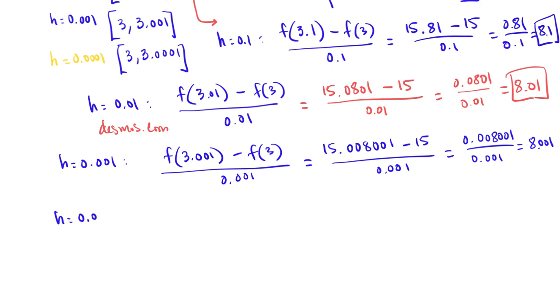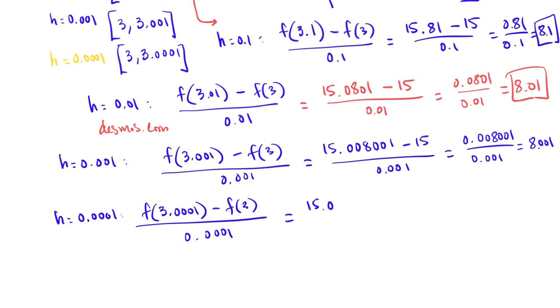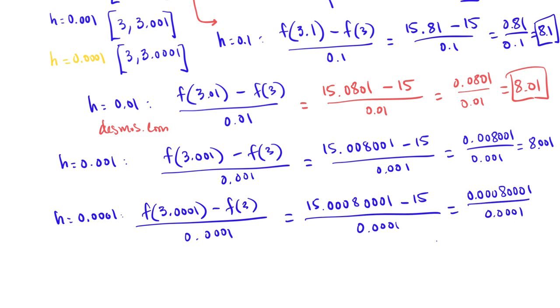And lastly, h equals 0.0001, 3 zeros after the decimal now. The average rate of change is f of 3.0001 minus f of 3 over 0.0001. And again, if we plug in 3.0001 into the calculator, we will get 15.0008001, and f of 3 is still 15 over 0.0001. This is 0.0008001 over 0.0001, or 8.0001.